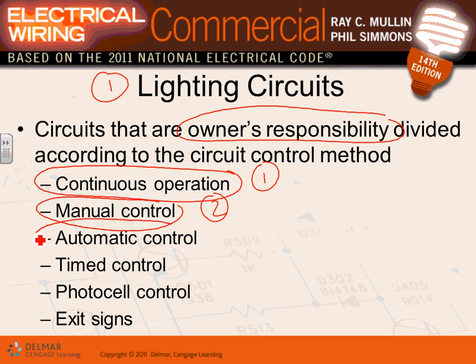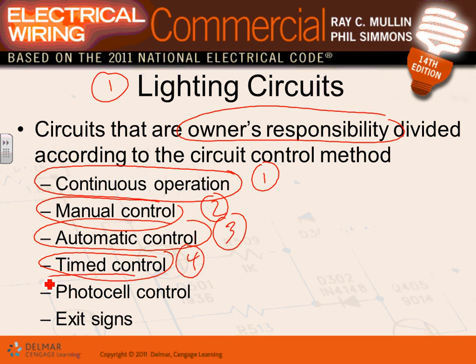The third one is automatic control. Automatic control, guys, the sump pump, for example, or certain lights, which we will see. Certain lights, you can put them on automatic control. Number 4 is a timer, for the parking lot and what not. It can be on a timer, turned on and off based on a certain time of the day. Photocell, number 5, typically the parking lot and what not, you can put them on a photocell, so they turn on and off based on the existence or absence of light. And the last one is exit signs, which are lit at all times, backed up by batteries.